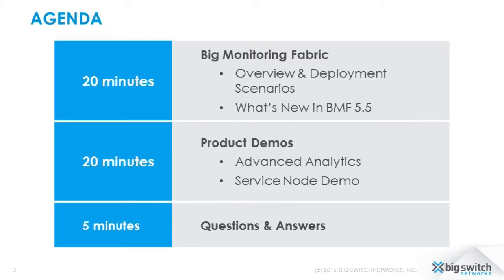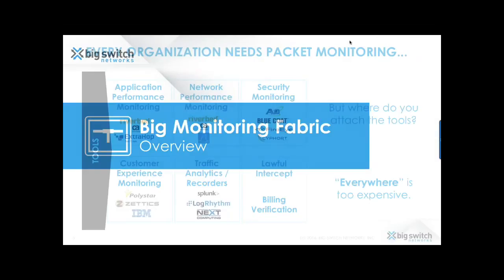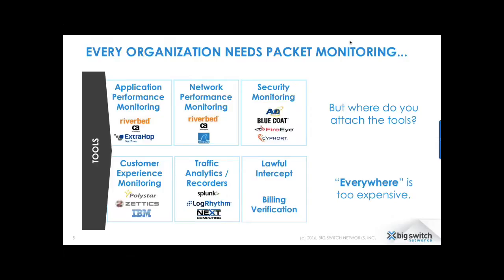Now, to level set, let me explain exactly what Big Monitoring Fabric is, and more importantly, what are the challenges in the IT infrastructure space that require us to take a different approach to network monitoring. If you look at the trends in the industry, the networks are becoming bigger, whether they are campus networks, enterprise networks, or data center networks. The applications that are running on these networks require more bandwidth. Within the data center, the traffic patterns are changing. It's going from more of a north-south traffic pattern to an east-west traffic pattern. So the total footprint that our infrastructure administrators have to deal with is expanding.